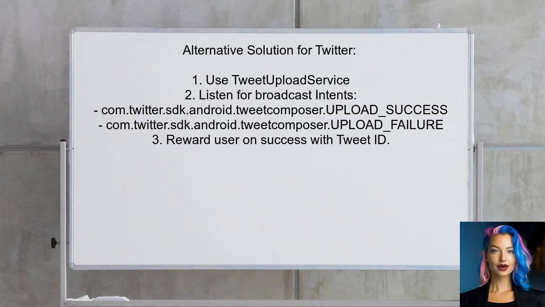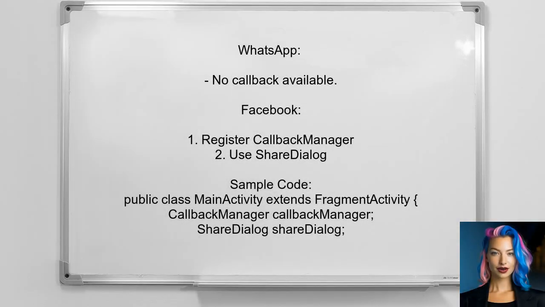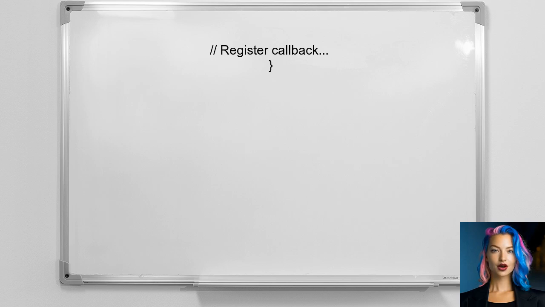One user suggests a method for rewarding users after sharing on Twitter. They explain that after a tweet is attempted, the tweet upload service sends a broadcast intent indicating success or failure. If successful, it includes the tweet ID, which you can use to reward the user. For WhatsApp, the user notes that there is no callback available after sharing, as it only opens the app without any feedback. However, for Facebook, they recommend using a callback manager to register a callback for sharing results.